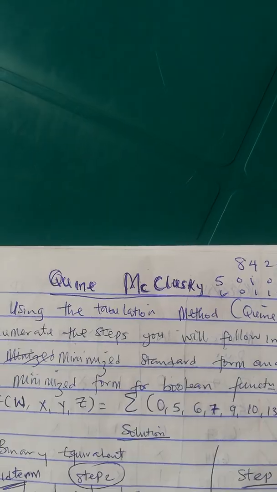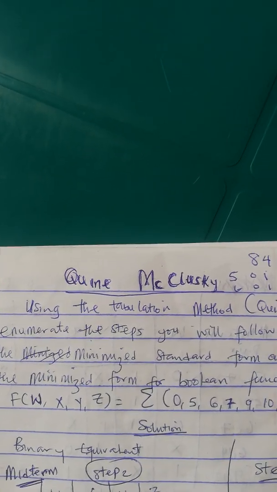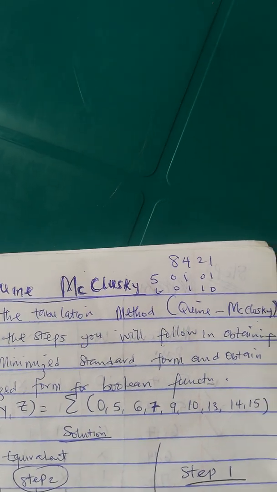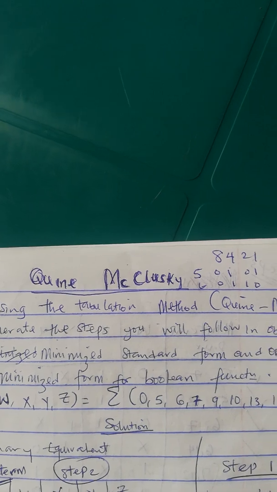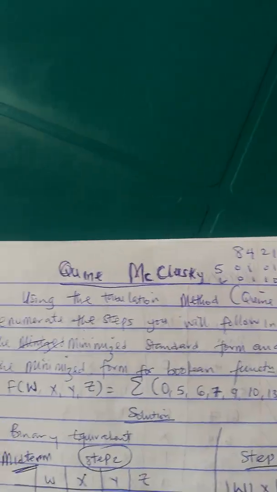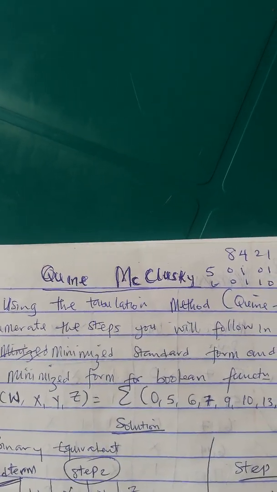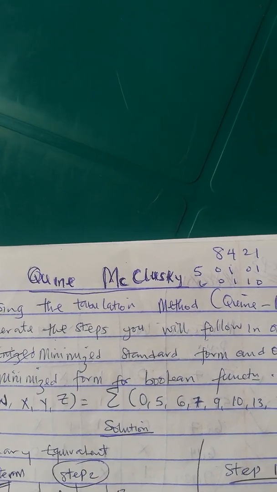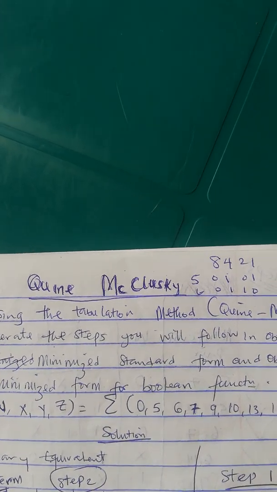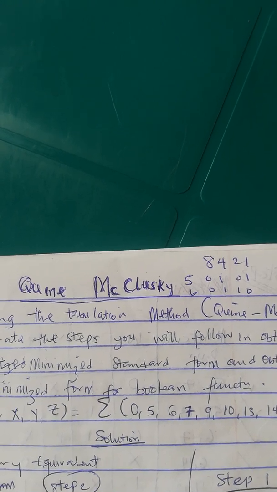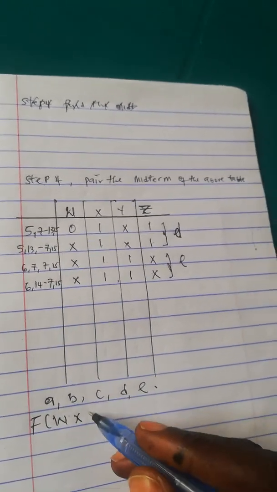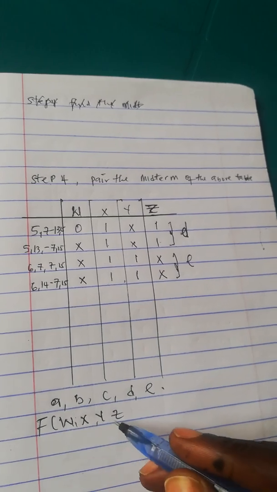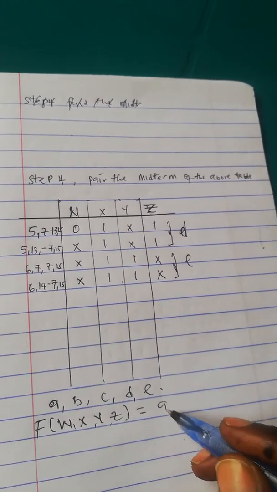Alright, let's go. The next thing to do is just to draw a table like this. Write out your W, X, Y, Z. Then you pair the two groups, group 1 and group 2. You pair and see if there's any common factor. Now let's do that. After pairing the two groups, this is what we have. We pair 5,7 and 13,15 together. Let's look at 5,7 and 13,15.